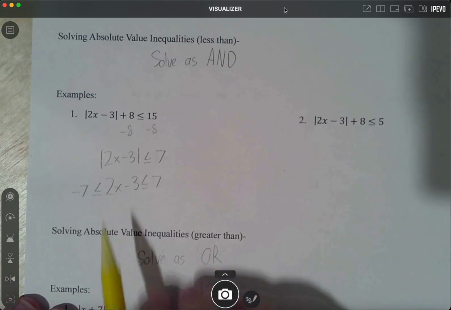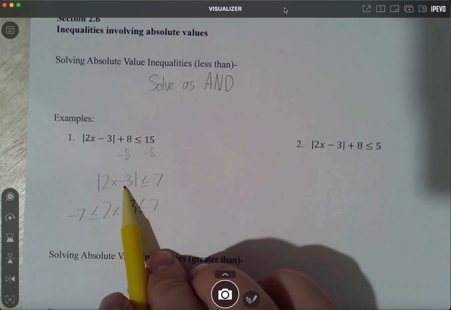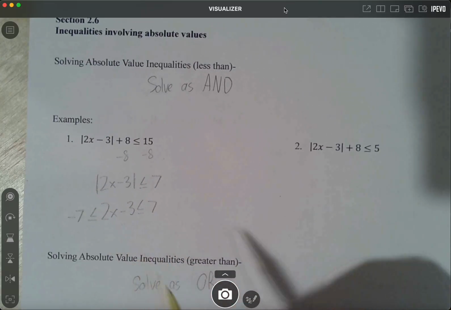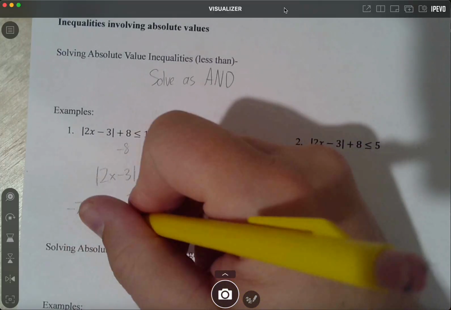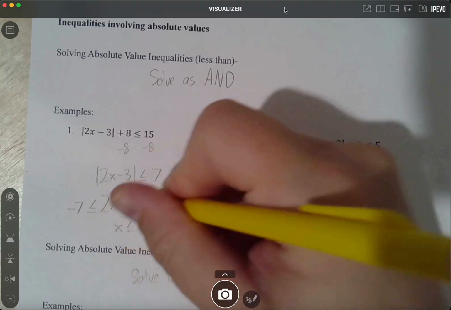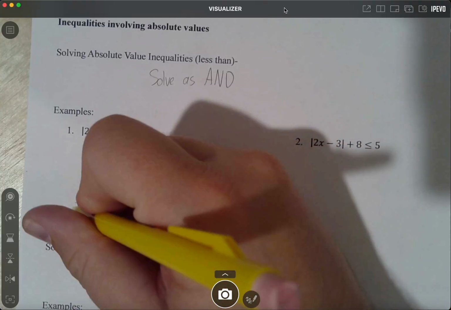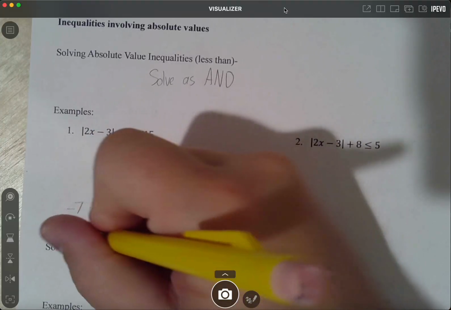That is an "and" scenario right there. But again, if it's absolute value less than a number, then it solves as "and." Now let's work this out really quickly. If I add 3 to both sides and divide by 2, I'm actually just going to cut ahead, but I trust you could do that. If I add 3 and divide by 2, we'll get 5 over here. If I add 3, that'll be negative 4. Divide by 2, that'll be negative 2.